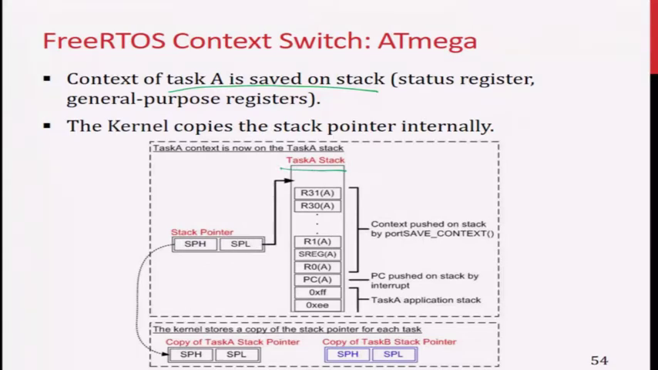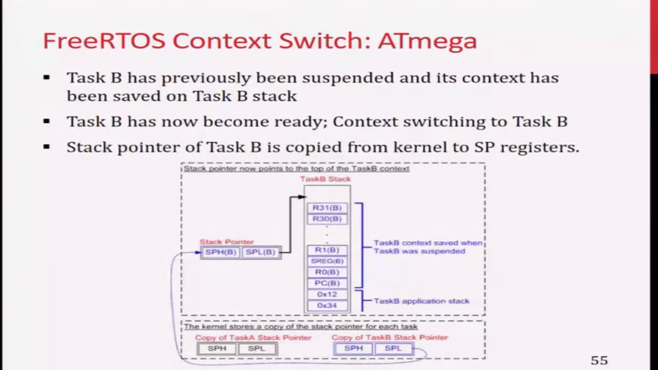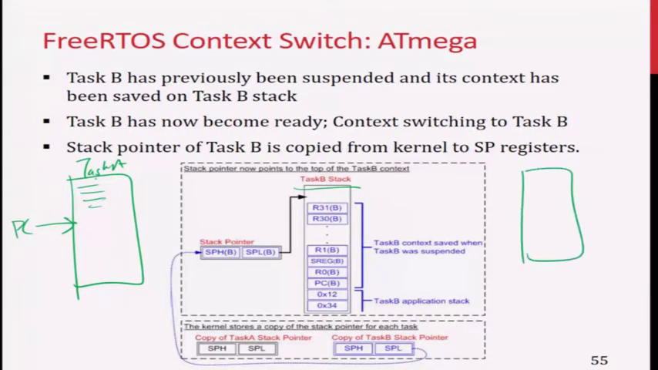Then I keep a copy of the stack pointer, and I load all the data from the task B stack. The task B stack also has its own copy of all the registers and the program counter and so on. If I look at it from the program perspective, task A was running. At some point of time, your program counter was pointing here, and then task B says it's going to take over.